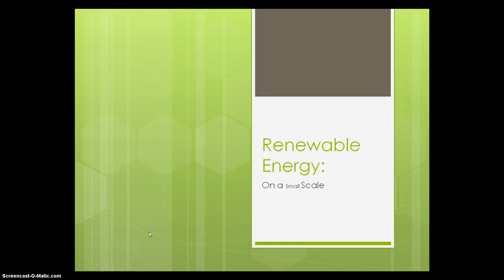One of the great things about PowerPoint and its alternatives is that it allows students to show not only the final product of their creative process, but the process itself. So what we have here is a presentation by one of my students who was investigating renewable energy on a small scale. And as you'll see in a second, he was attempting to build a device, some kind of renewable energy device that would allow him to power his dorm room.